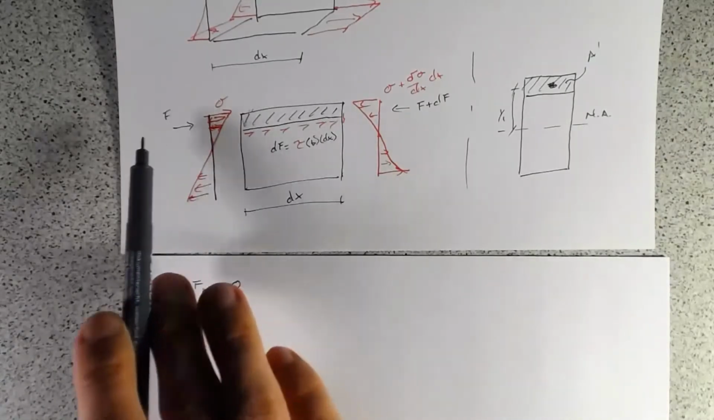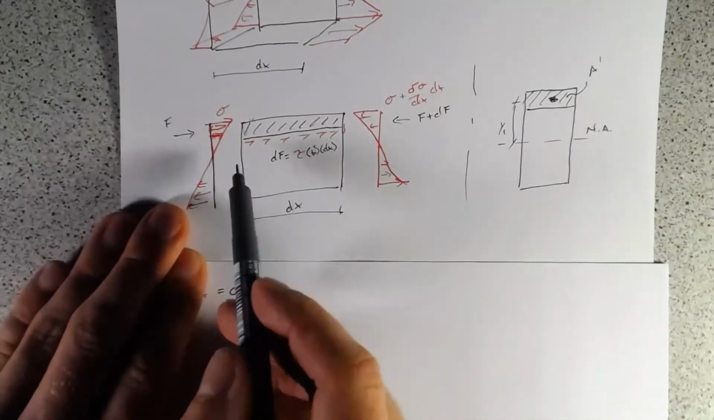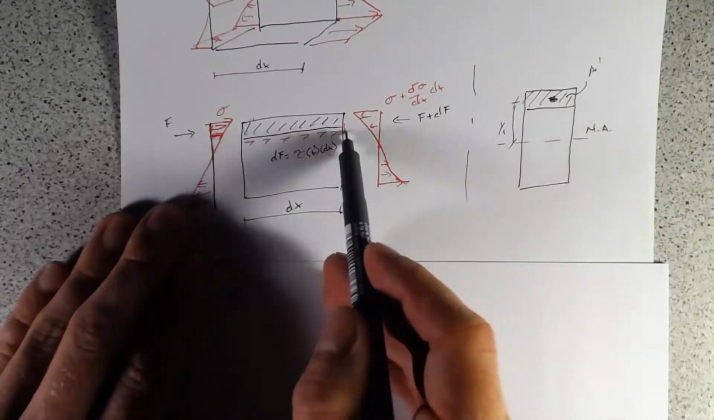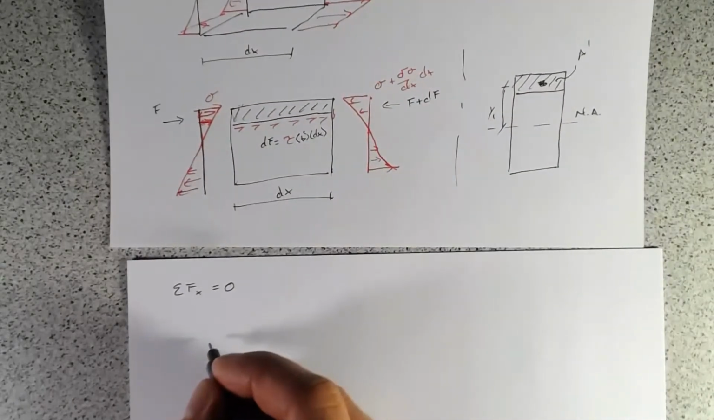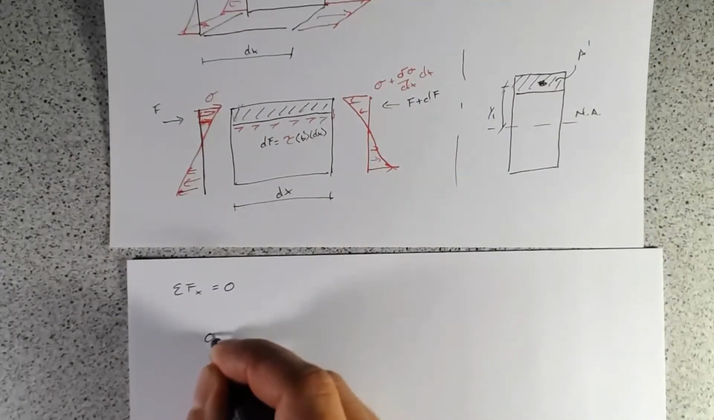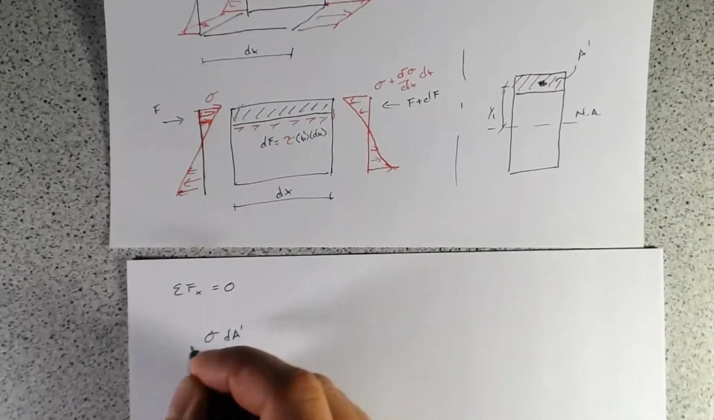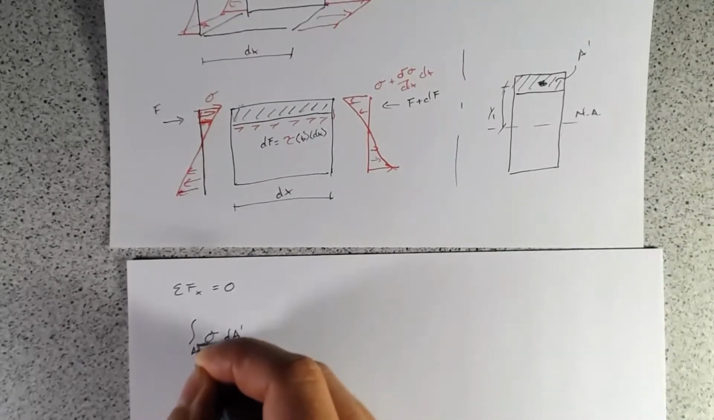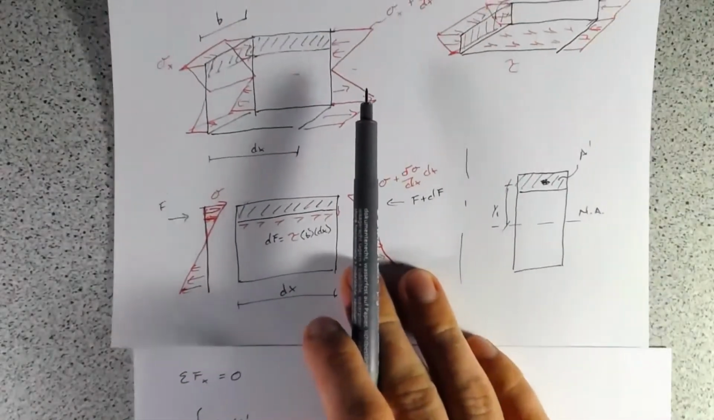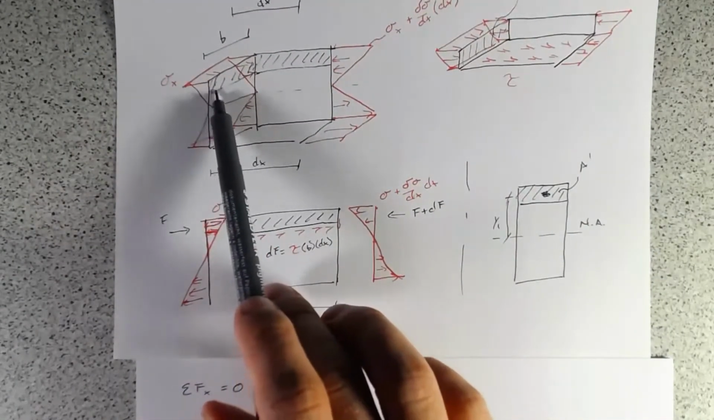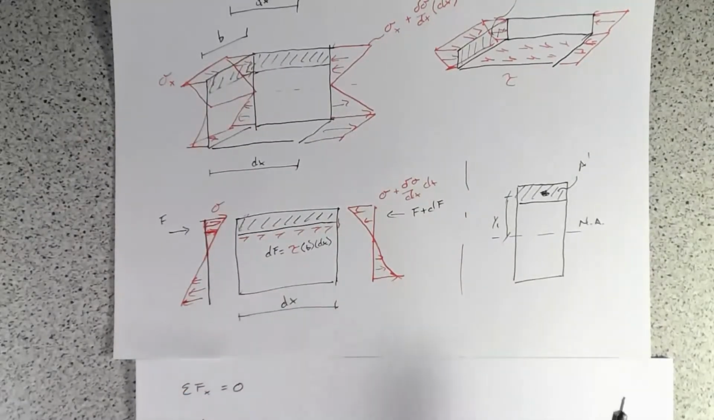So we'll start on this side. Our free body diagram is pretty much just coming off right up here. We're going to have sigma times little delta A, so we'll look at that integral over that. So this is over this entire area. We're just integrating this volume of stress to get that.